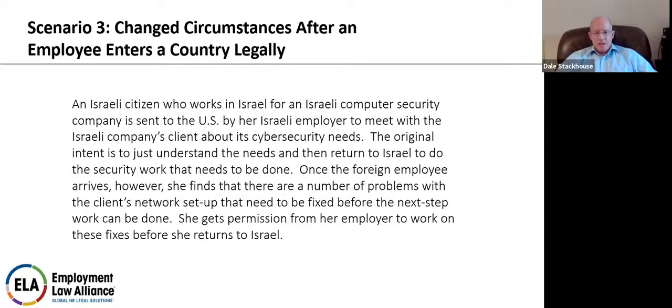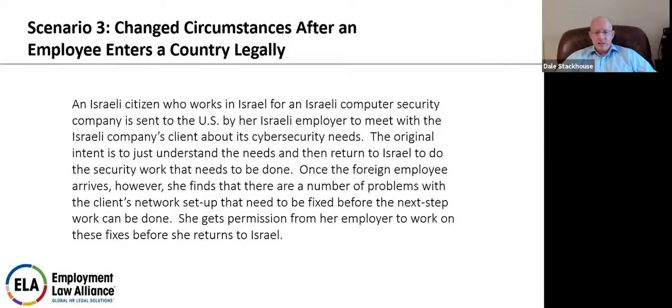where the facts that were presented, and Mary, this is a question for you, were true at the time of entry, and then they changed. In this case, we have an Israeli citizen who works in Israel for an Israeli computer security company. Think of somebody who does encryption or deals with hackers or cleanup after hackers or ransomware has been detected. And the Israeli company sends that good Israeli computer expert to the United States to deal with one of the Israeli company's US clients about its cybersecurity needs.